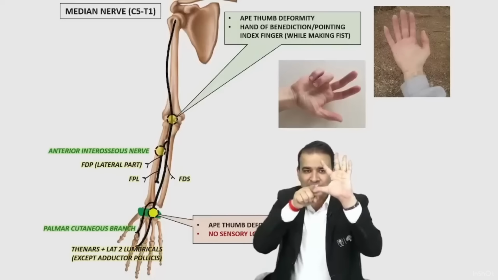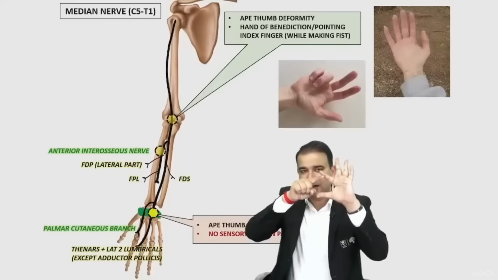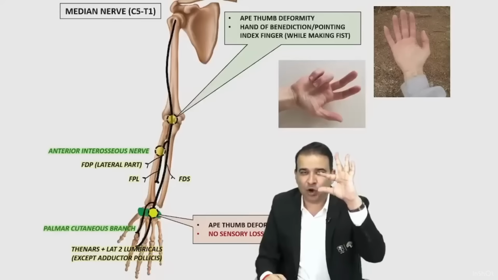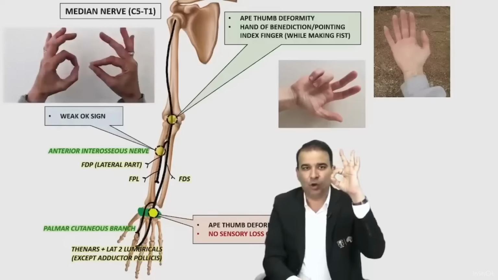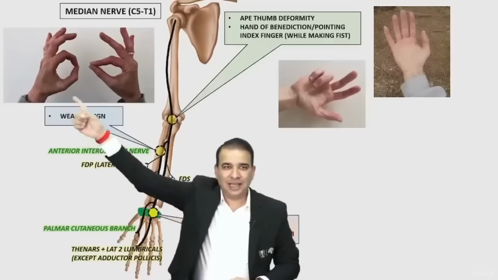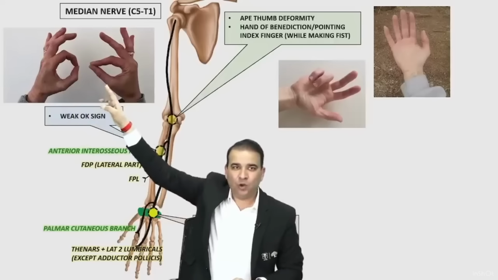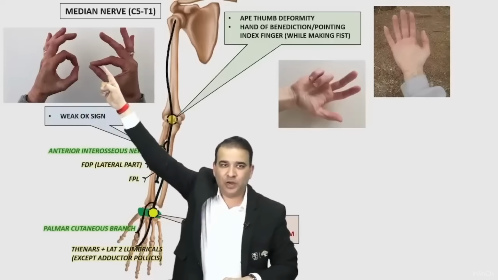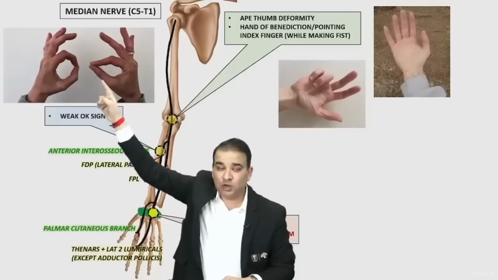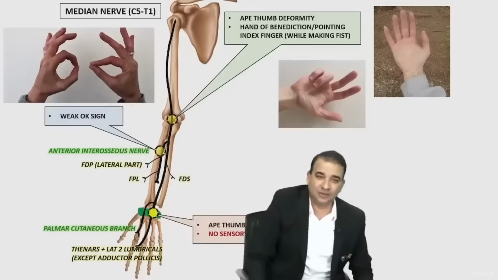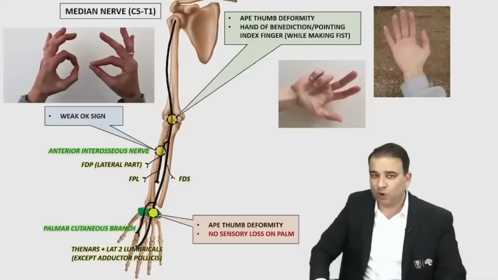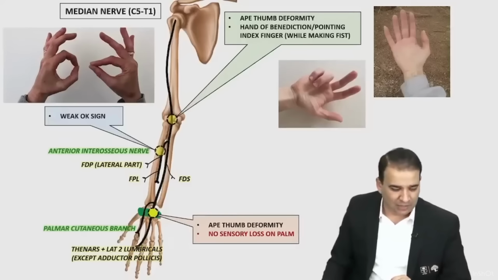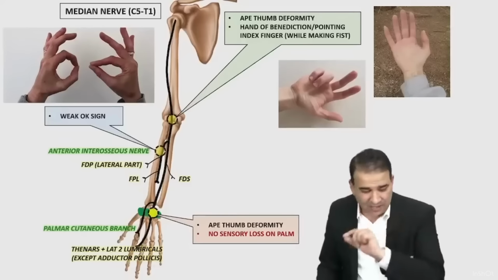And if you cannot flex the interphalangeal joint of the thumb and the distal interphalangeal joint of the index finger, then you cannot make an OK sign in a circular manner. You'll make a collapsed OK like this. The moment you ask the patient to make an OK, he'll make an OK like this. The normal OK is like this, and that's a collapsed OK sign. The weak OK sign is there because the distal interphalangeal joint of the index finger and the interphalangeal joint of the thumb are not getting flexed, as FDP of the lateral side and flexor pollicis longus are not working. So a weak OK sign will be there in the median nerve injury, in the anterior interosseous nerve injury.